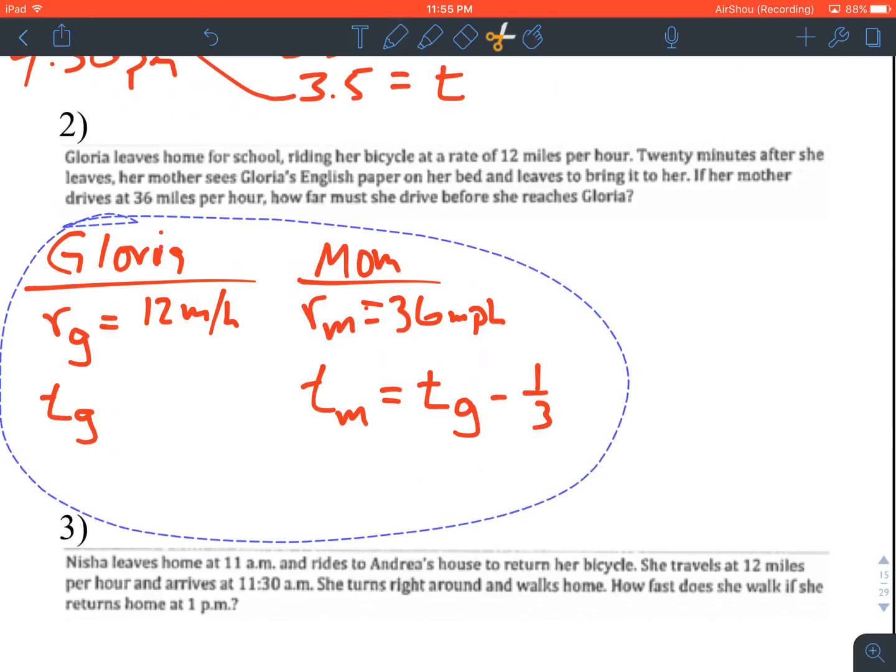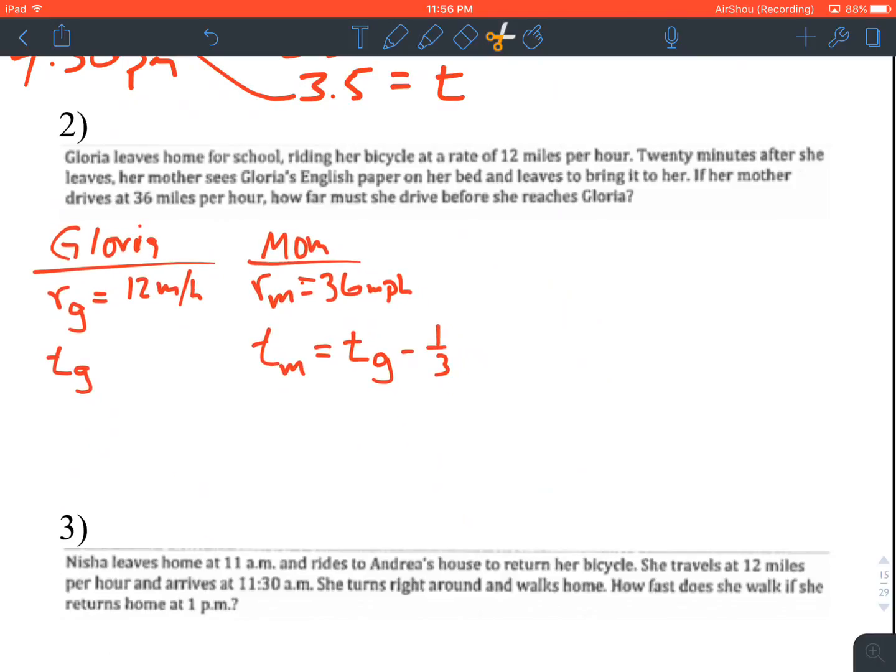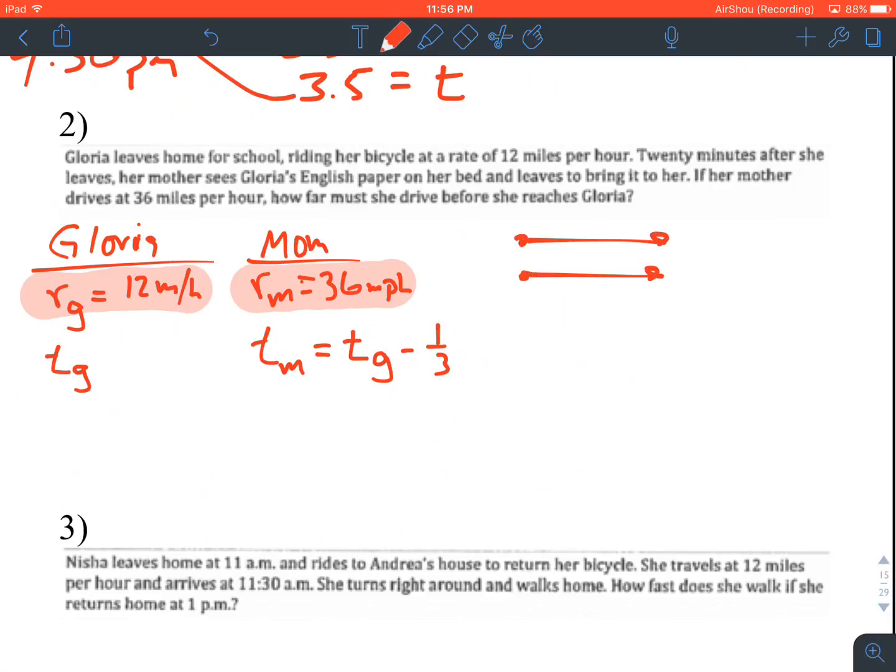So once again, to sum up, because there's lots of things going on here. First sentence says that Gloria is going 12 miles per hour. The rate of Gloria is 12 miles per hour. The third sentence says that the mom is going 36 miles per hour. The second sentence says that 20 minutes after she leaves, her mother sees the paper and leaves. So that means however long Gloria has been driving, her mother will always have driven 20 minutes less. So since they're going in the same direction, that's what's happening here. We got Gloria and we got mom. The distances are going to be the same.